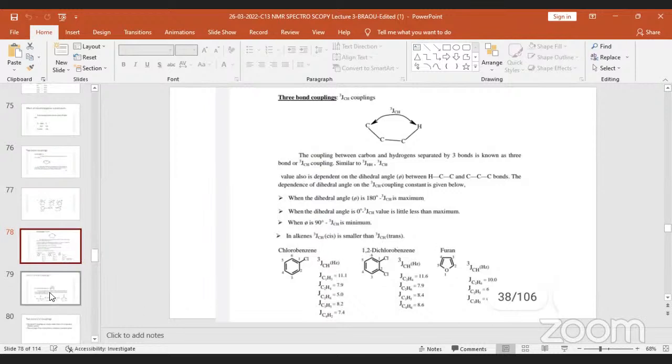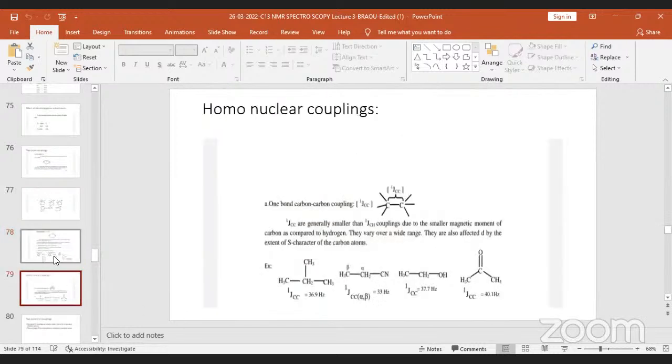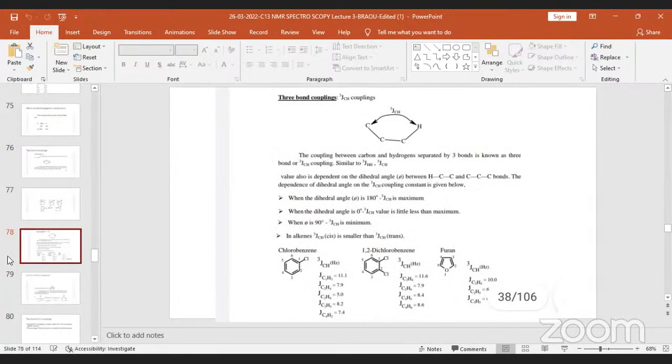Okay, and this is about heteronuclear couplings. I have discussed heteronuclear couplings between carbon and hydrogen. Similarly, carbon can undergo coupling with fluorine. For example, CH3F is there. That CH3 can couple with fluorine.